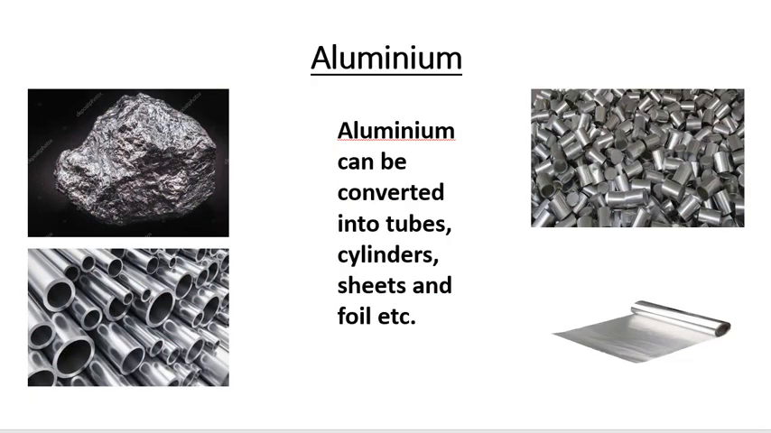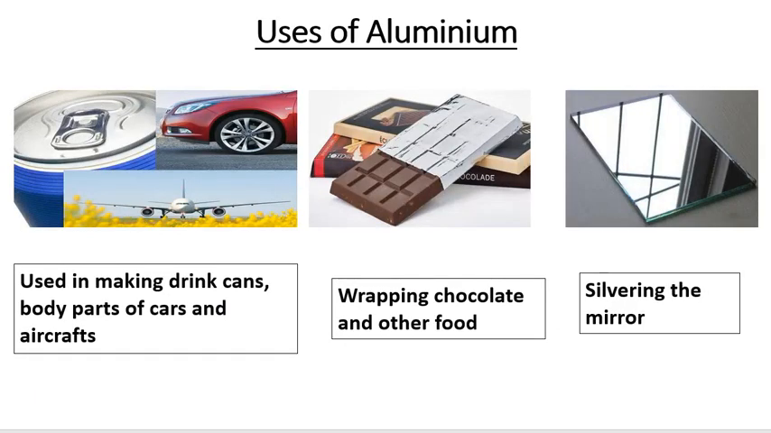Aluminium can be converted into different things like tubes, cylinders, sheets and foils, etc. This is the original form of the aluminium. Aluminium is also a light metal. There are some uses of the aluminium. You can see over here there are different uses.